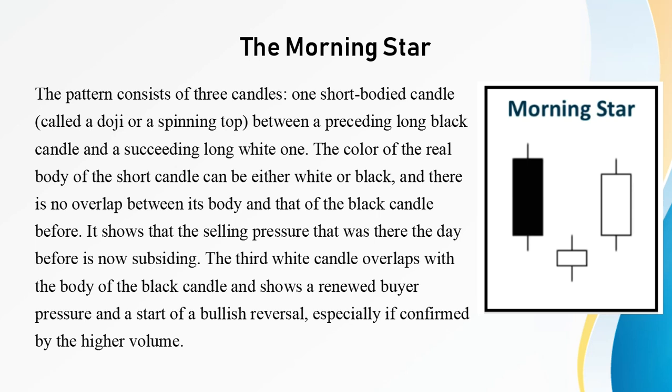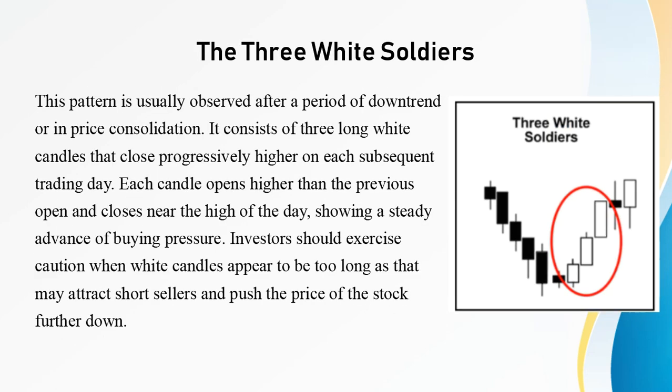It shows that the selling pressure that was there the day before is now subsiding. The third white candle overlaps with the body of the black candle and shows a renewed buyer pressure and the start of a bullish reversal, especially if confirmed by higher volume. And here we can see in this image how the pattern would look. Here we have a bearish candle followed by a small doji, and then we have a bullish candle.